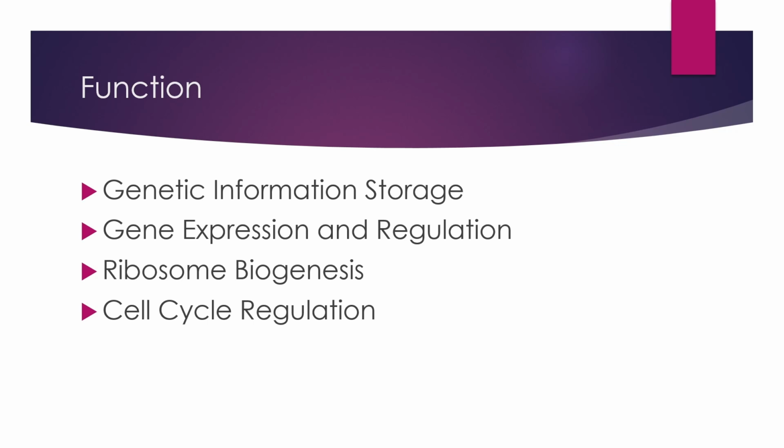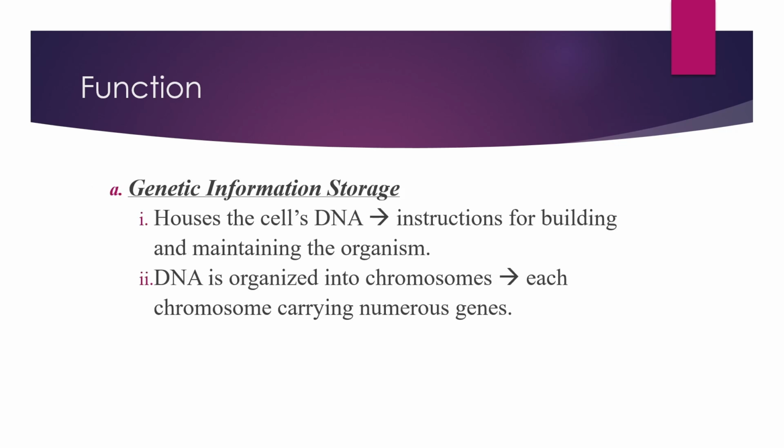So now we're going to delve a little into the functions. You have genetic information storage, gene expression and regulation, ribosome biogenesis, and cell cycle regulation. Let's start with genetic information storage. That's where the nucleus houses the cell's DNA, which contains the instructions for building and maintaining the organism. DNA is then organized into chromosomes, with each chromosome carrying numerous genes.